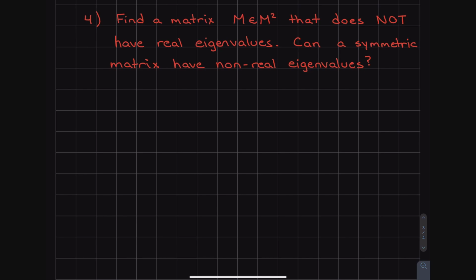So the question sounds simple: find a matrix that does not have real eigenvalues. And then the second part, which is technically question 5 in your quiz, says, can a symmetric matrix have non-real eigenvalues? This is going to be a very good question because I rearranged this into a bonus question in assignment 2. So be ready for this one.